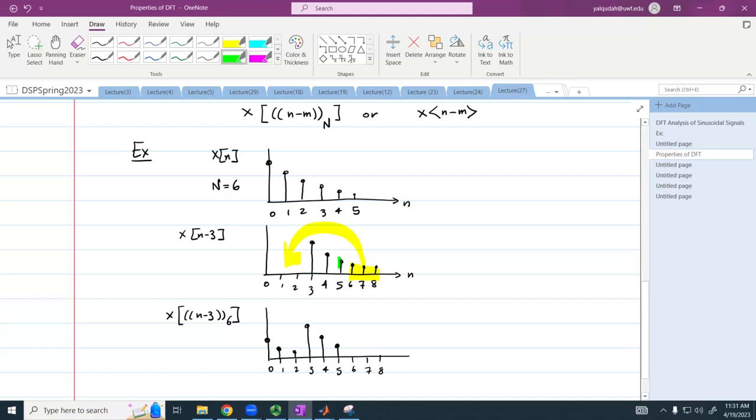Does that make sense? So x of n minus 3 with capital N equal to 6. We're going to shift the signal by 3, and then we're going to go to 6 minus 1, which is 5. Any part of the signal beyond 6 minus 1, which is 5, I'm going to take it and move it back to the index of 0.